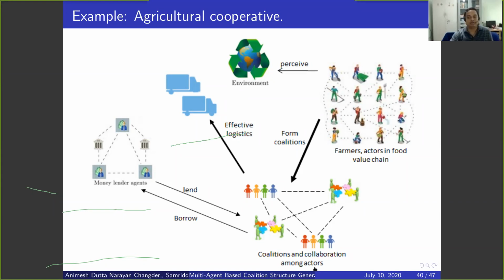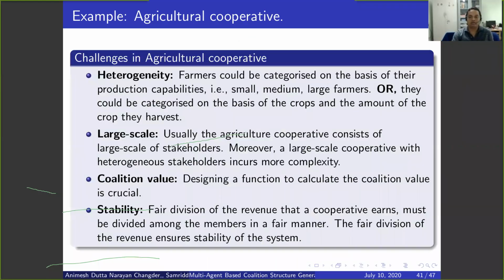That is our objective. Our objective is to form a coalition of a diverse team of stakeholders of the agricultural domain, such that when they join hands, their total payoff will be maximized. That is our objective. One of the students is working on this domain. Here is the heterogeneity in the agricultural domain.